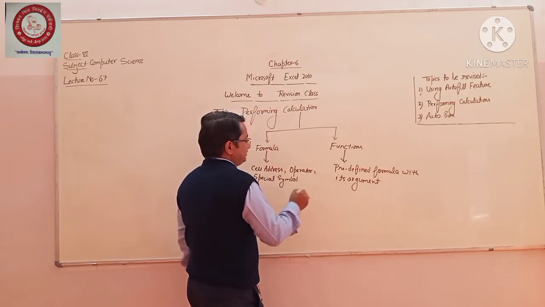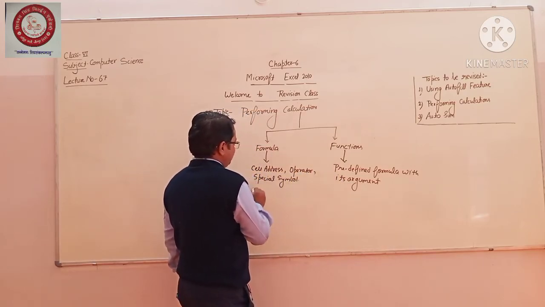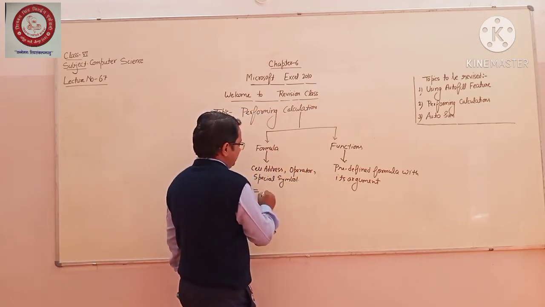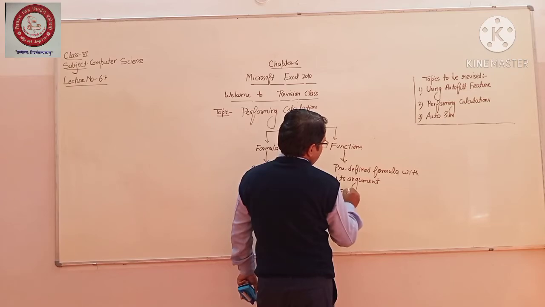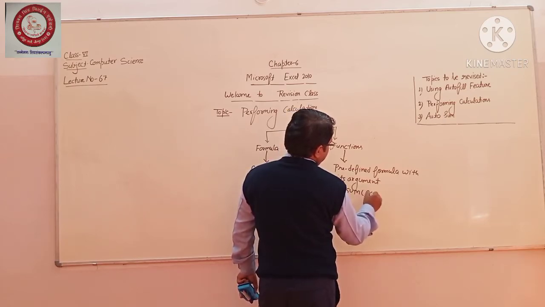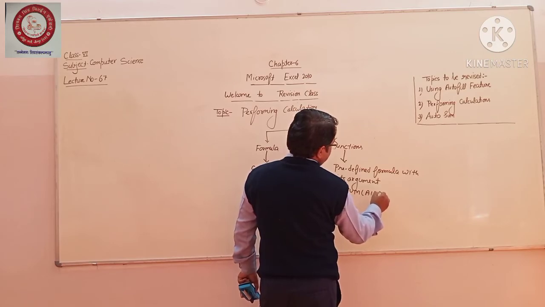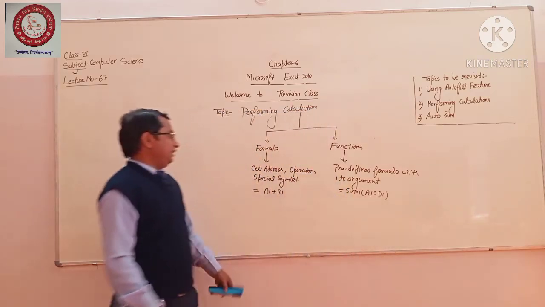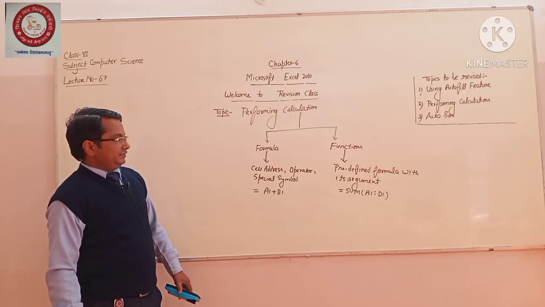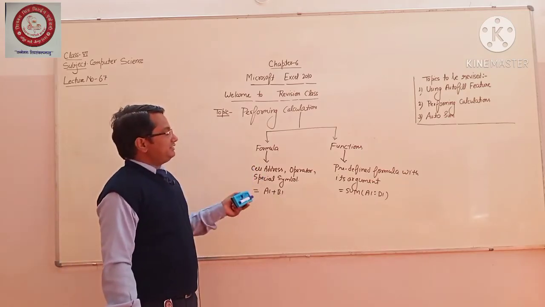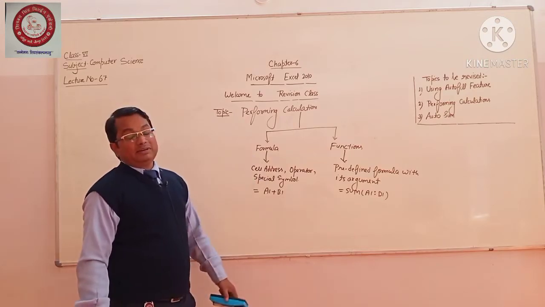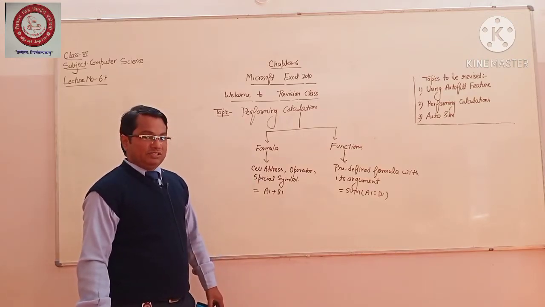Let's take an example. Suppose for a formula you can write it like this: a1 plus b1. But if you want to make the formula with the use of a function, you have to write it like this: sum a1 to b1. Right? So these are the examples here. So by using these examples, you can just proceed. But right now, how can you proceed for the calculations?